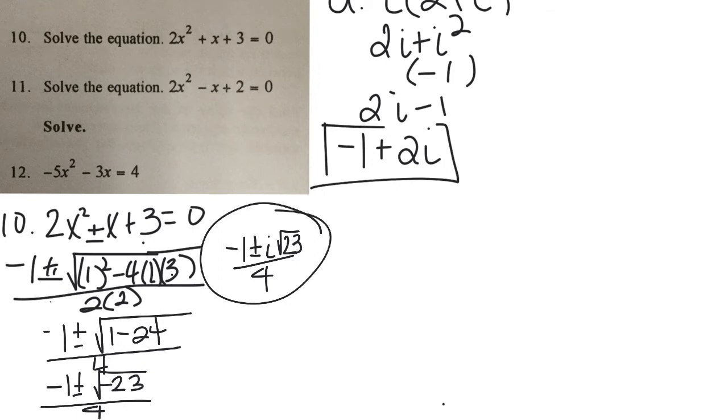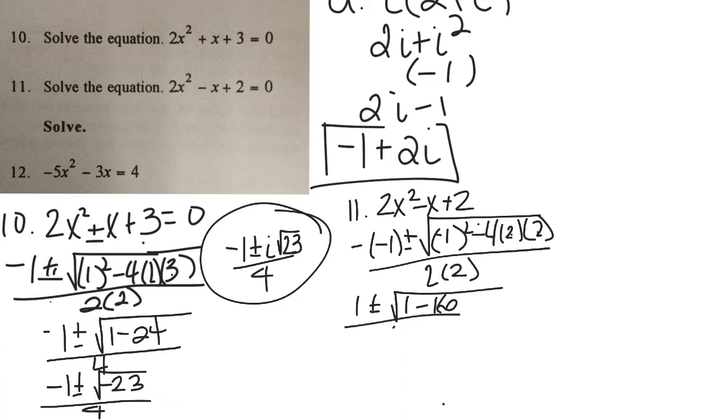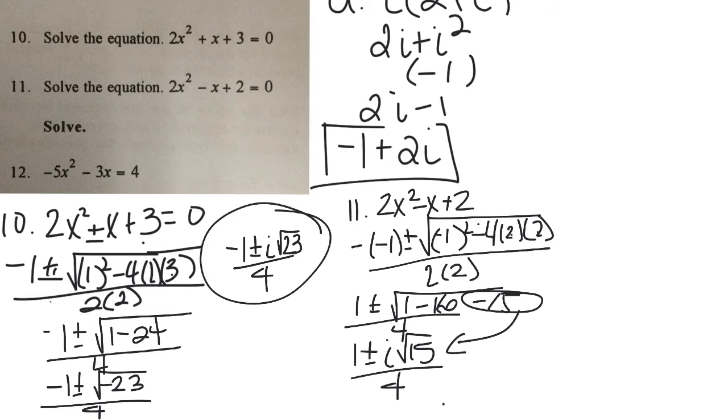We're going to have to do the same thing for number 11. 2x squared minus x plus 2, so negative negative 1 plus or minus the square root of negative 1 squared minus 4 times 2 times 2 over 2 times 2, so that's 1 plus or minus the square root of 1 minus 4 times 2 is 8 times 2 is 16, over 4. 1 plus or minus i square root 15 over 4, because this is going to be negative 15, and that would be i square root 15.